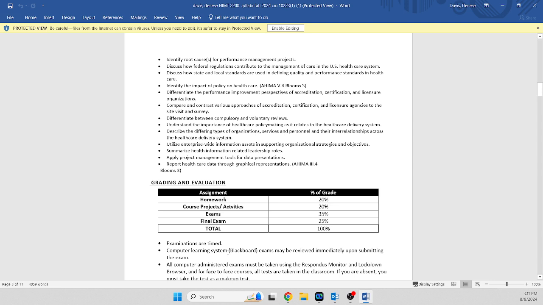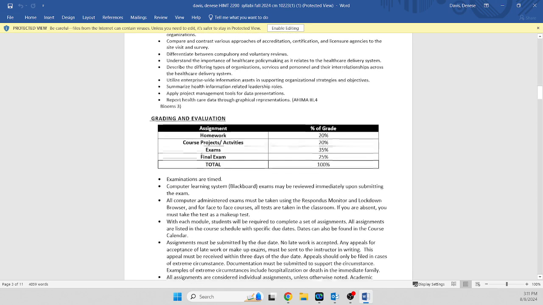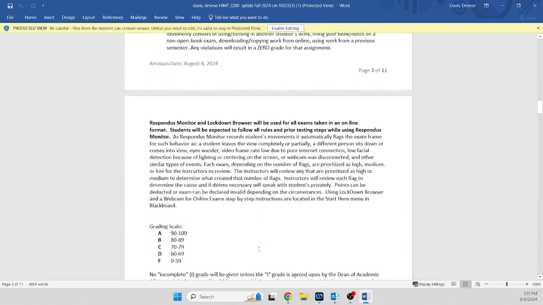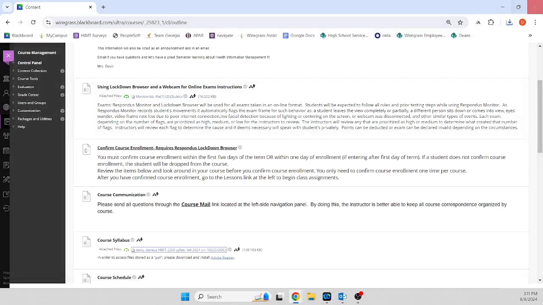Exams are timed. You can review them immediately after submitting the exam. So I would go in and look and see what I missed. I don't reuse tests, so I don't open tests back up. And you can read through the rest of that.